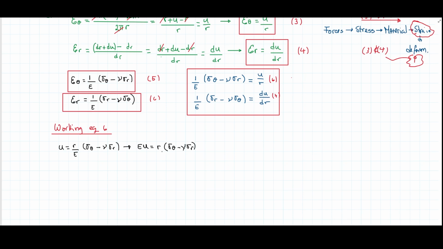Now, if I differentiate this with respect to r, what's going to happen is that on both sides of the equation I'm going to have E du/dr equal to what? Something nice is happening here, because when I differentiate this with respect to r, I need to differentiate this times this, kind of apply the chain rule of differentiation, and that's going to end up here.